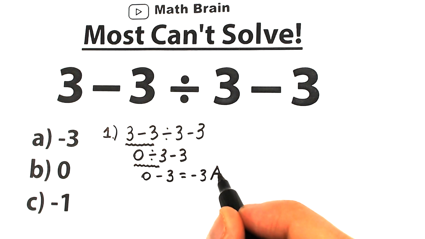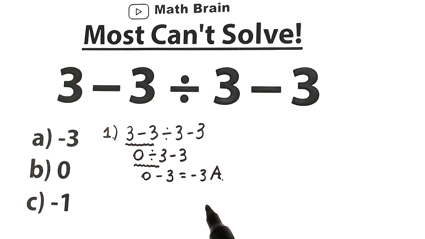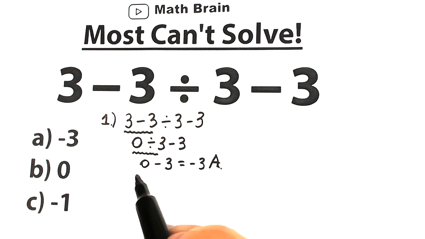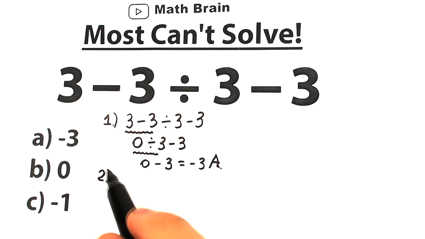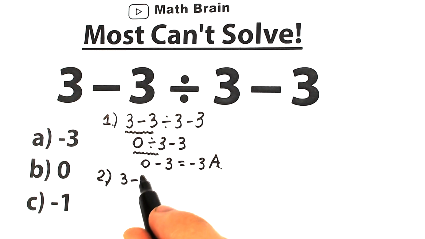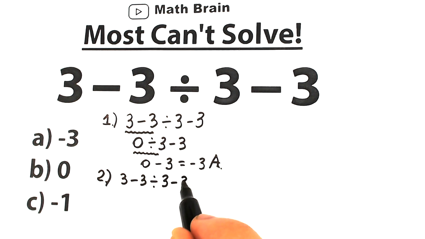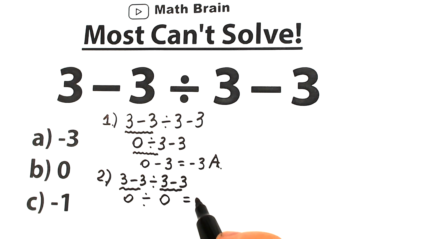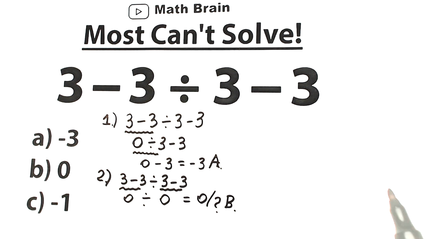A lot of students solve this challenge like that. They say, okay, I solved this absolutely correctly, and let's go to the next question. But look at this second interpretation. A lot of students solve it like this: 3 minus 3 divided by 3 minus 3. We have 3 minus 3, which is 0 on the left, and 3 minus 3, which is 0 on the right. In the middle we have 0 divided by 0, which we can't do, so the answer is undefined. Some students get confused, but they say the correct answer is option B.